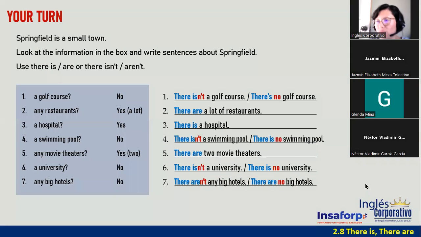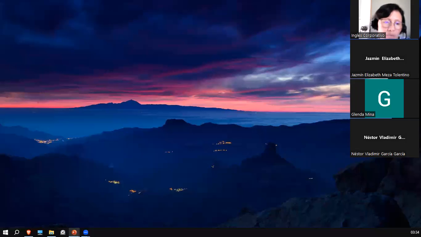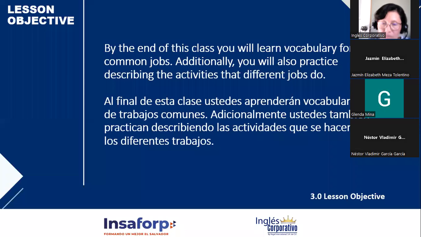Ahí les queda el ejercicio completo, por si lo quieren ver después, ¿verdad? Y ahora me voy a pasar a la parte de la sección 3, ¿verdad?